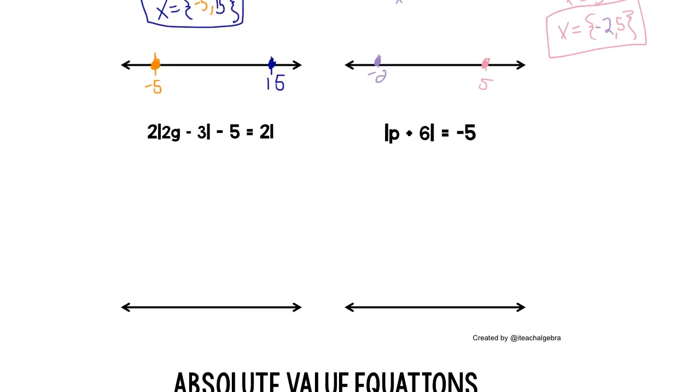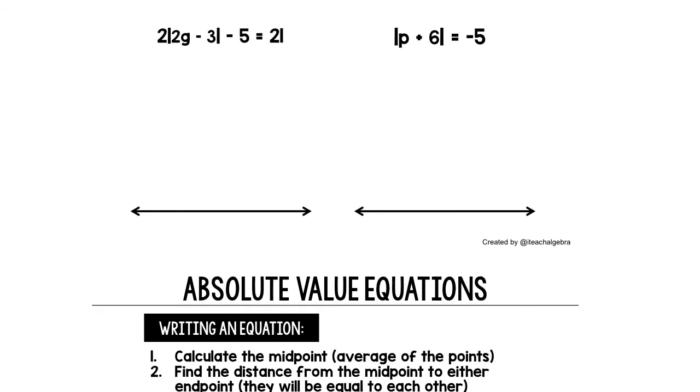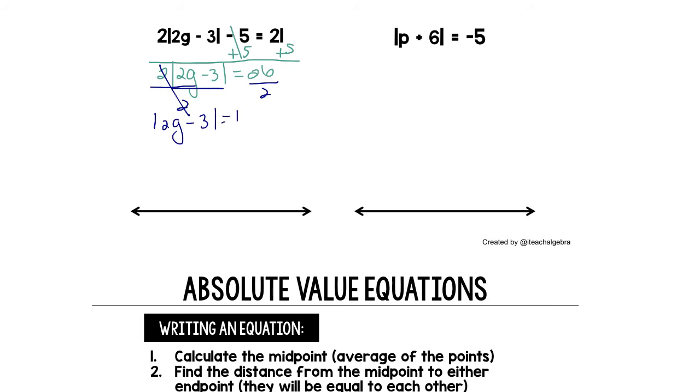Let's look at some that are a little bit more exciting. 2 times the absolute value of 2g minus 3, minus 5 equals 21. We've got to isolate the absolute value first, so we'll add 5. And we get 2 times the absolute value of 2g minus 3 is 26. We want to get the absolute value alone, so I'm going to divide both sides by 2. Those 2's cancel. We've got the absolute value of 2g minus 3 is 13.